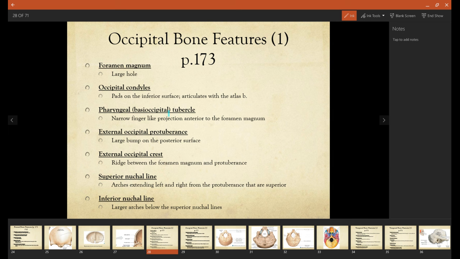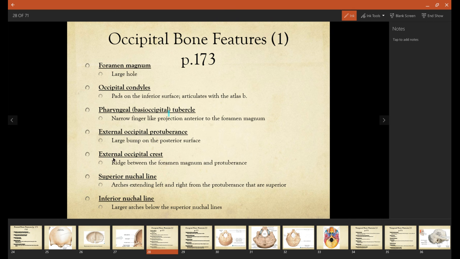So this is another easy to find landmark to be able to use as you work your way around the occipital bone. The external occipital crest is going to be a ridge that's going to go from the external occipital protuberance all the way to the foramen magnum.